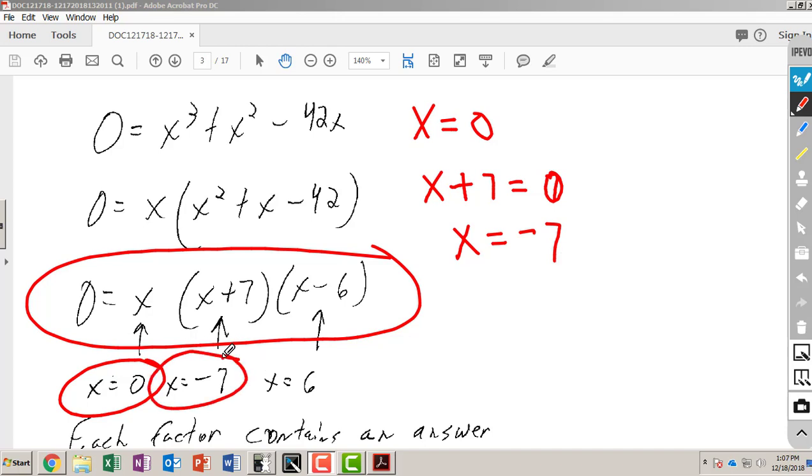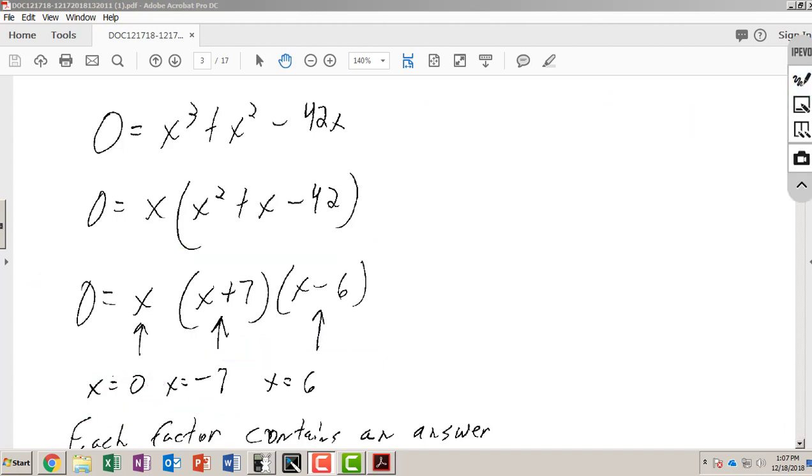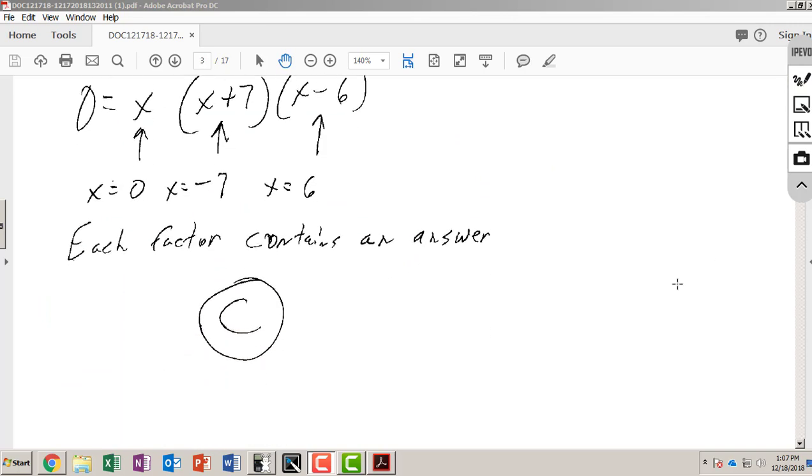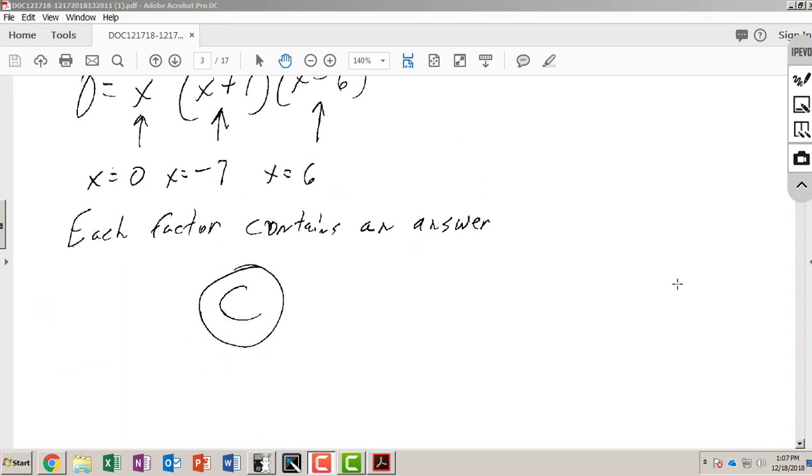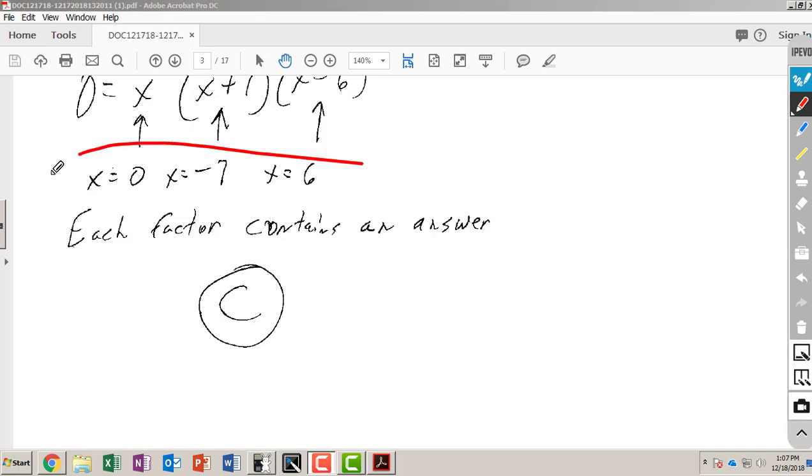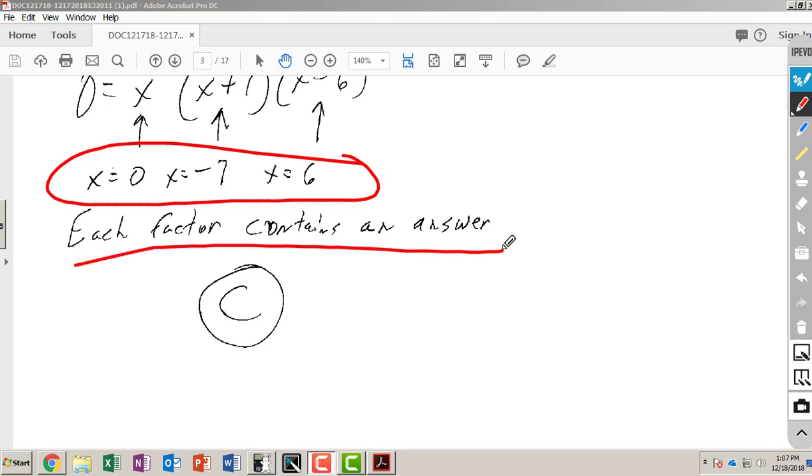And then for my third answer, I set x minus 6 equal to 0. So I'm setting each factor equal to 0 to find the answer. That's x equals 6. So there my answers are for this equation, also known as finding the zeros: x equals 0, x equals negative 7, and x equals 6. Remember, each factor contains an answer, and that matches with C.